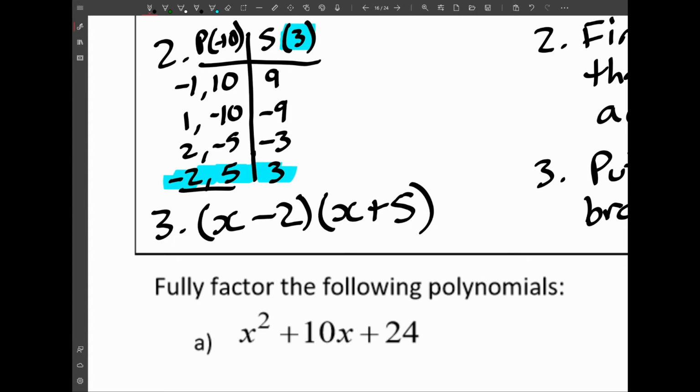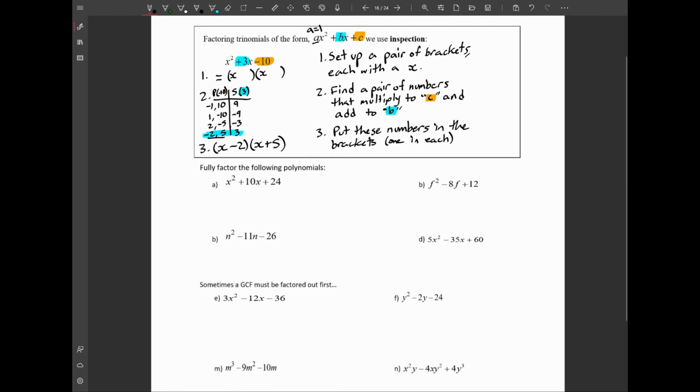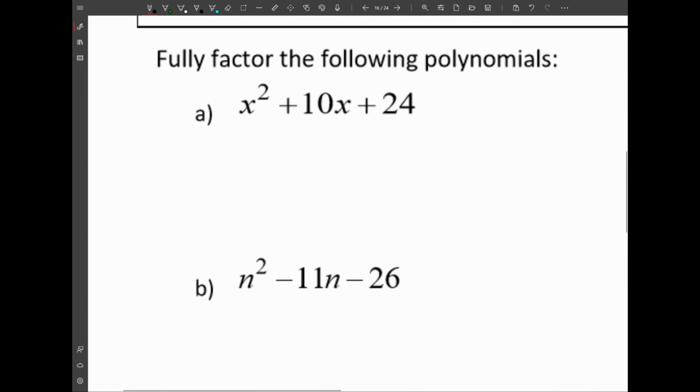Now, once you get good at this, you'll start being able to do this all in your head, and you'll be doing it really fast. But for now, that's how you get it done. All right, let's look at a couple examples.